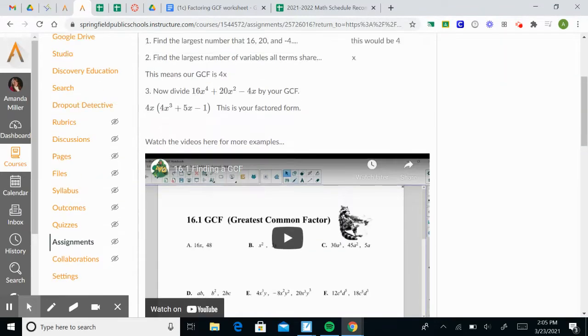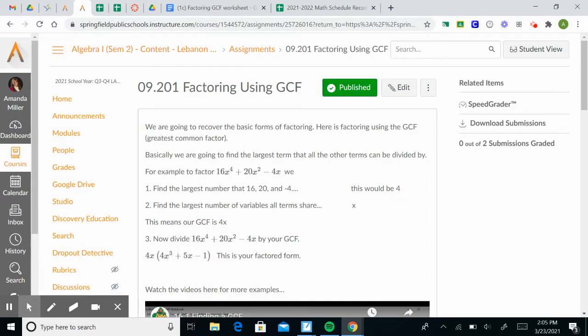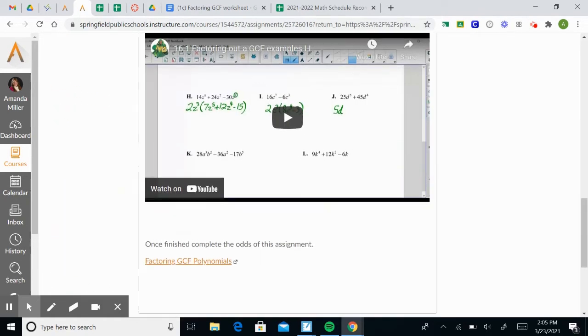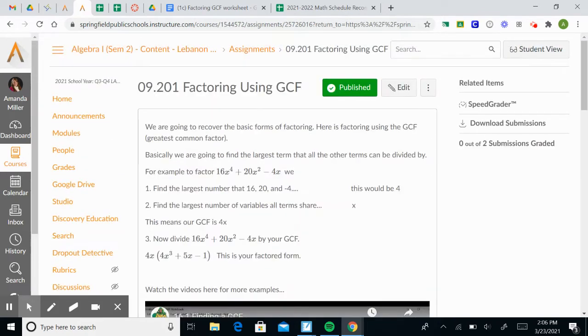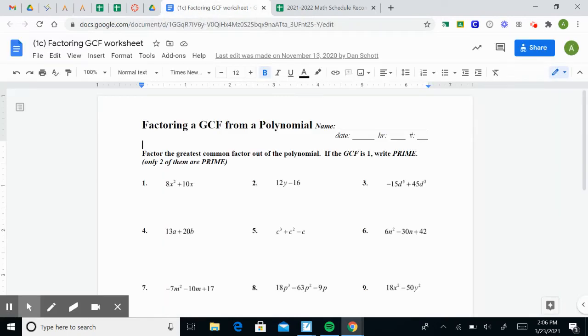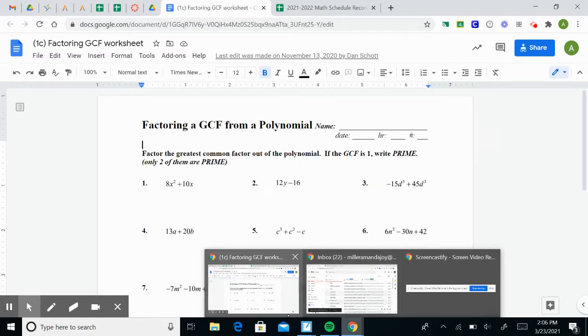Hey guys, I wanted to do some examples for you for factoring the GCF. These are going to be some examples specifically from the homework practice for 9.21. This is technically not due until next week, but I wanted to just do a couple examples on there for today and for next week as well.